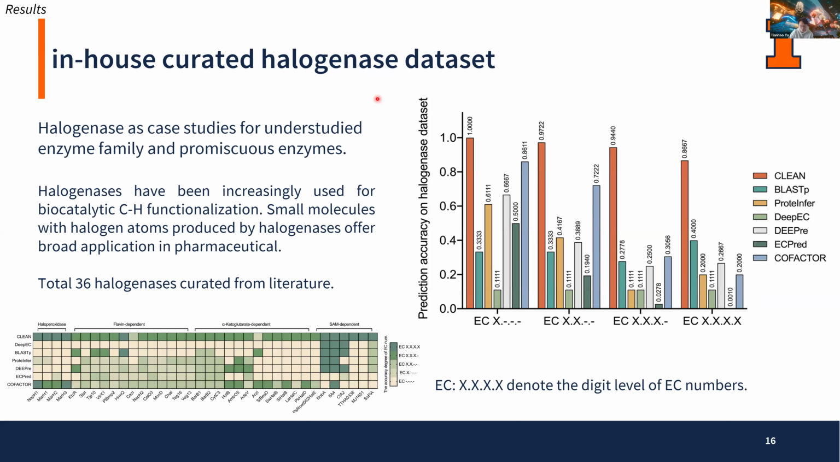It only has a couple of halogenases in the UniProt database. It is also a promiscuous enzyme because, depending on the halogenase, you can do fluorination, chlorination, iodination, or bromination. Each of them is associated with a different EC number, so they are both promiscuous and understudied functions. So it's a perfect tool to test CLEAN in a real life scenario.